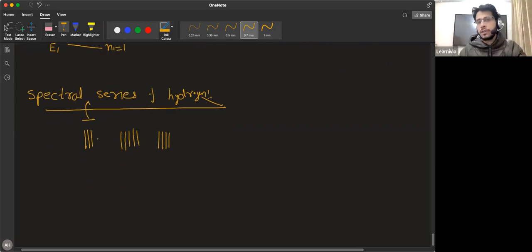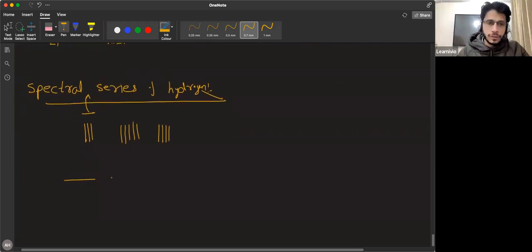So let's first learn how to calculate the wavelength of these series. Let's say you have an electron in the n2 level, then it jumped to the n1 level. Here its energy is E2, here its energy is E1. When it jumps from a higher to a lower energy level, it emits some energy.